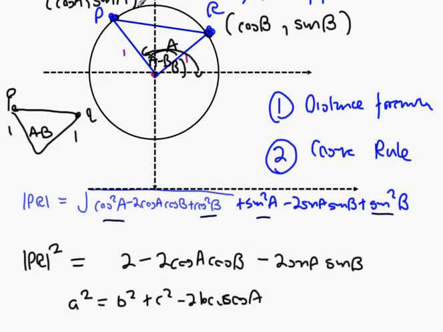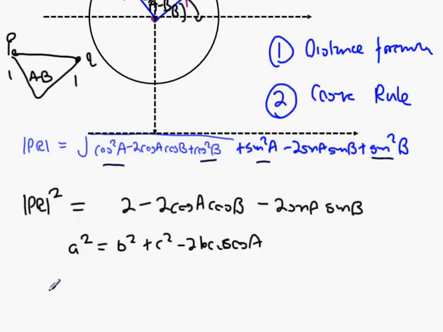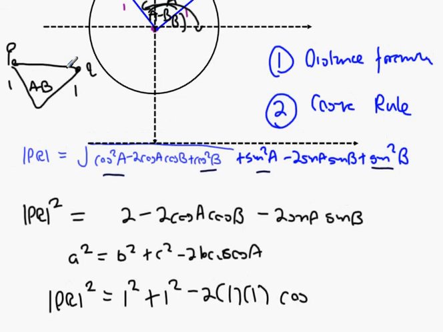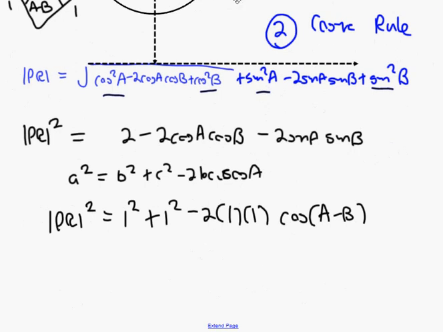Now, a is going to be PQ squared. So it's going to be PQ squared equals 1 squared plus 1 squared, which would be 2, minus 2 times 1 times 1 times cos, anybody? A minus B. Then what you're going to notice is it's going to be 2 minus 2 cos(A minus B).